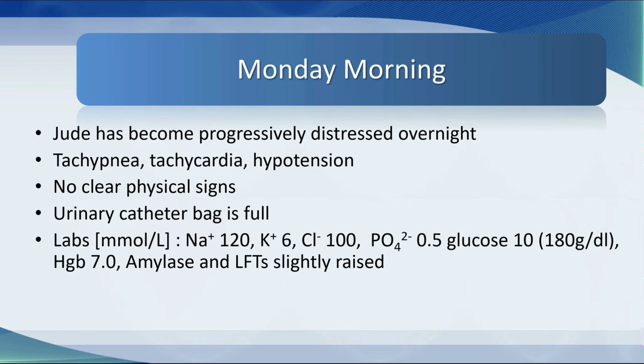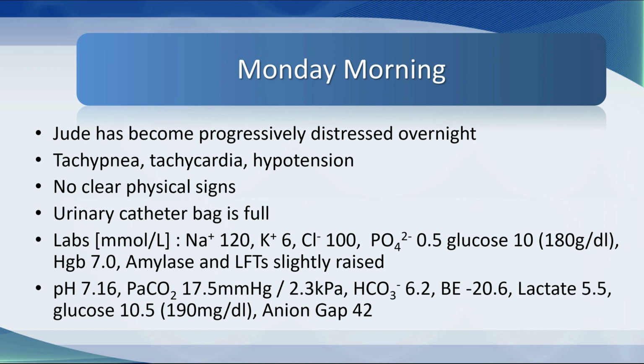The labs are as follows: sodium 120, potassium is now high at 6, chloride is 100, the phosphorus is 0.5, which is low, and the glucose is now 10, or 180 milligrams per deciliter. Hemoglobin is 7, the amylase and the LFTs are slightly raised. On the blood gas analysis, the pH is 7.16, the PaCO2 is 17.5 millimeters of mercury or 2.3 kilopascals. The bicarbonate is very low, 6.2, with a base deficit of 20.6. The lactate is 5.5 and the anion gap is 42.